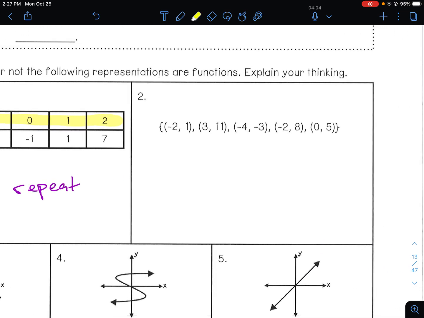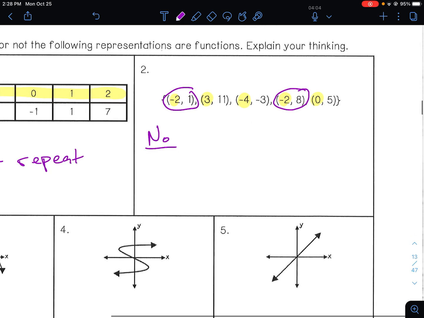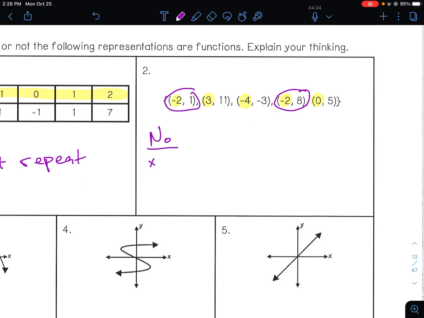We're only concerned about the x values, which is the first value: -2, -3, -4, -2, and 0. Do I have repeating x values? I do. At -2, we have -2, 1, and -2, 8. That means the x repeats, and it's not the same exact point. So is this a function? No. We have x values that repeat. It's not a function. No, x repeats.